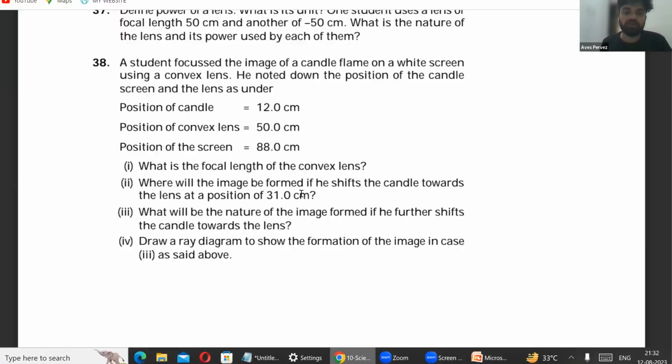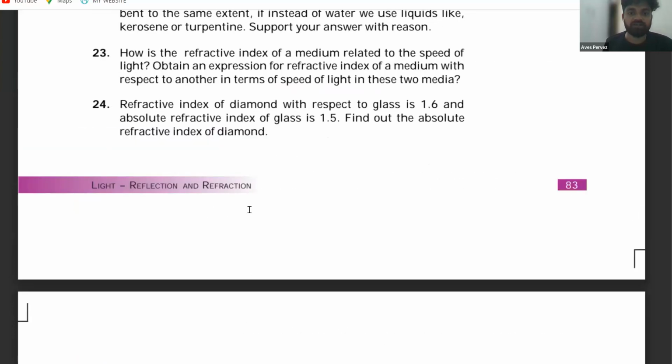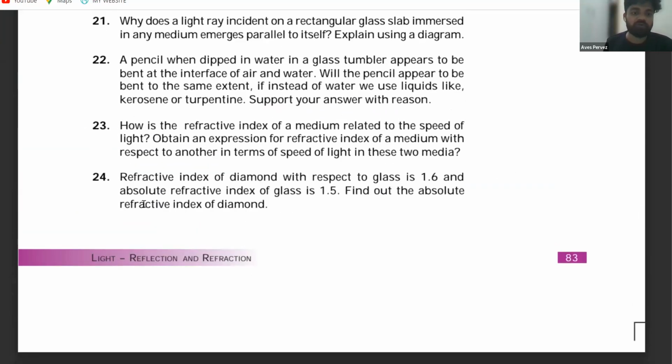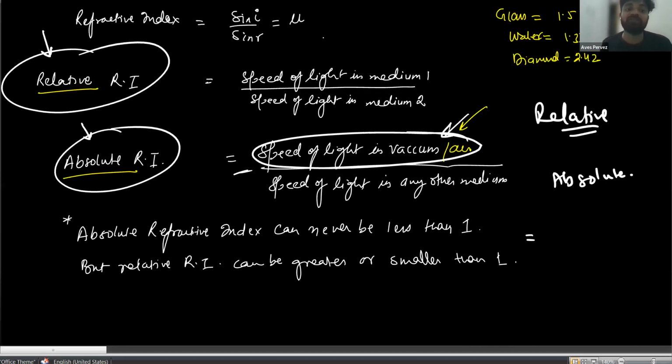For example, this question is given to you here. Sometimes you have to find the absolute refractive index and sometimes the relative refractive index. Sometimes the relative is given and absolute is asked, sometimes absolute is given and relative is asked. So you must understand the difference between relative and absolute. For absolute refractive index, they will not give you the first medium, because it is mandatory that you keep the first medium as air or vacuum.